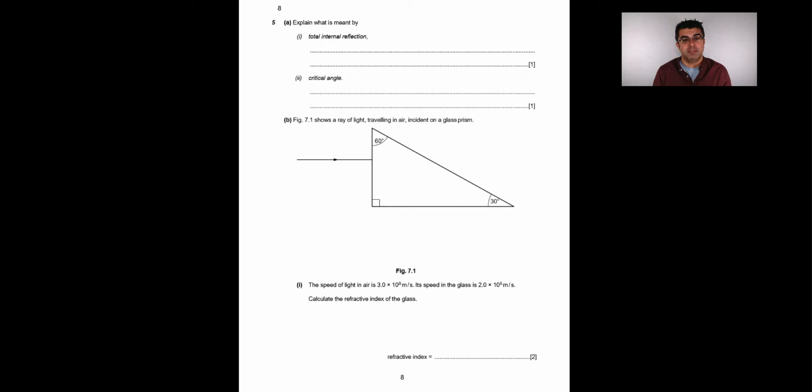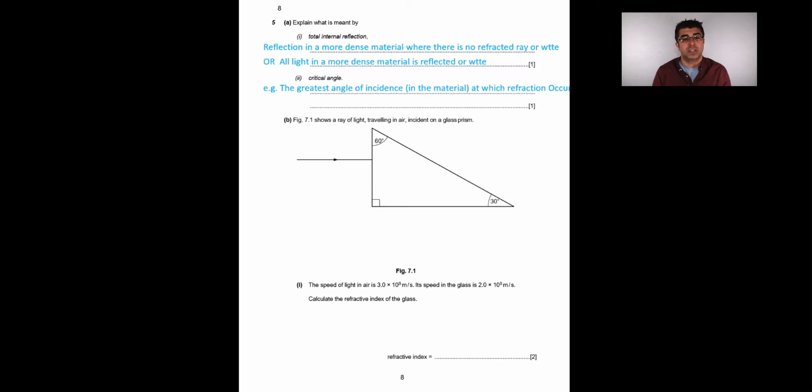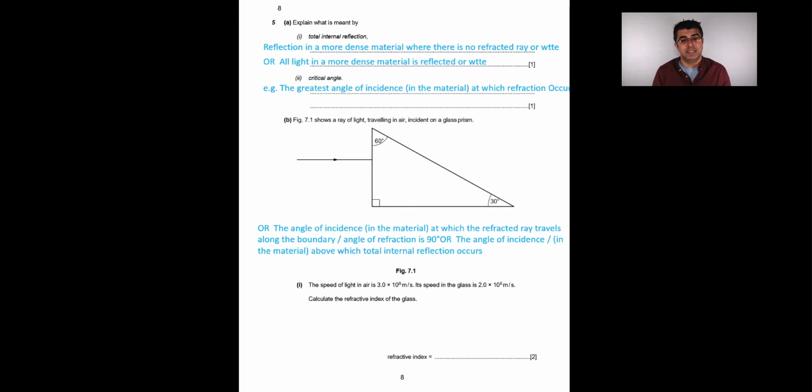Question number 5. Explain what is meant by total internal reflection. Here: reflection in a more dense material where there is no refracted ray, or words to that effect, or all the light in the more dense material is reflected. What is the critical angle? The greatest angle of incidence at which refraction can occur, or the angle of incidence where the angle of refraction is 90 degrees. Now I had to put that further down here because there wasn't enough space above.